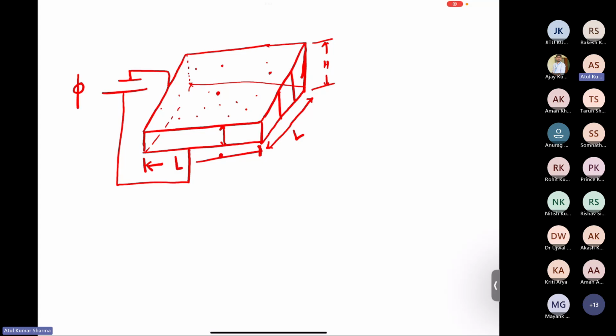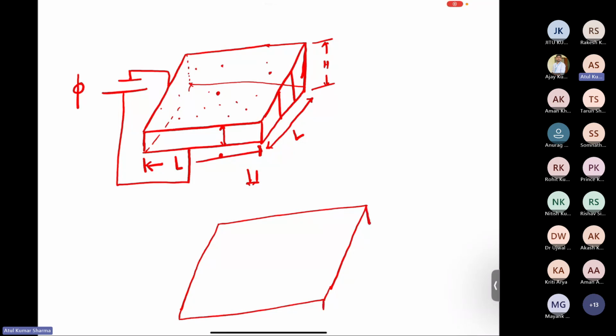Now let's say when it undergoes deformation, the deformed configuration is like this. As I said, it will expand in the lateral directions, and the thickness will be reduced. So I am considering that when it undergoes deformation, the thickness has been reduced and the planar dimensions have increased. So let's assume that this becomes small l, and this becomes small h.